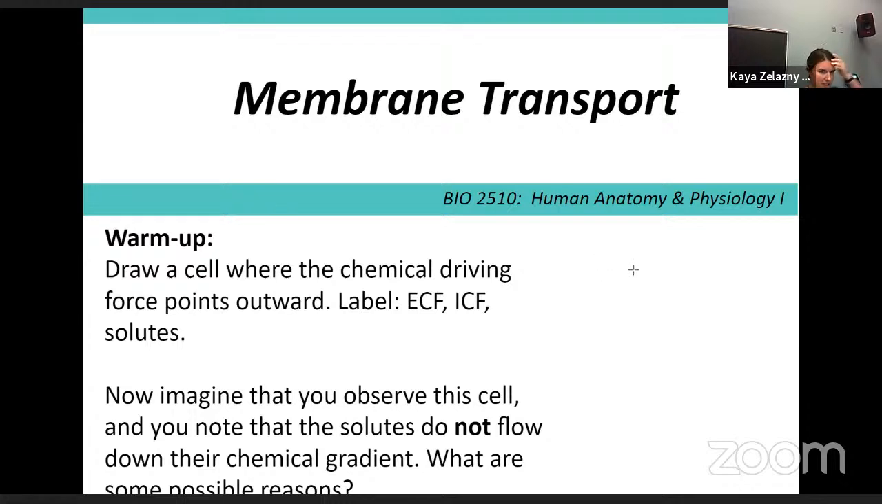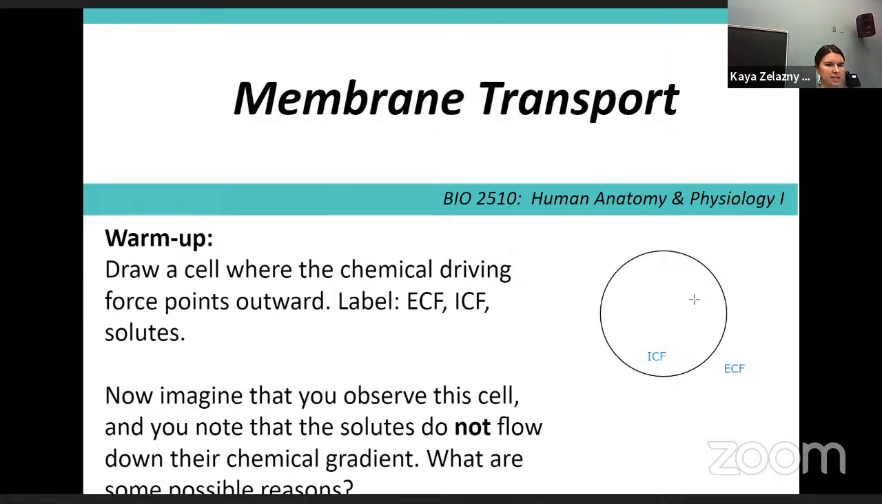So as you're finishing that up or still thinking about this, let's draw together for a little bit. So I'm going to put on a cell here. So first, where am I going to label the ECF? It'll be out here, right? So that's our extracellular fluid, which means our intracellular fluid inside the cell, ICF.